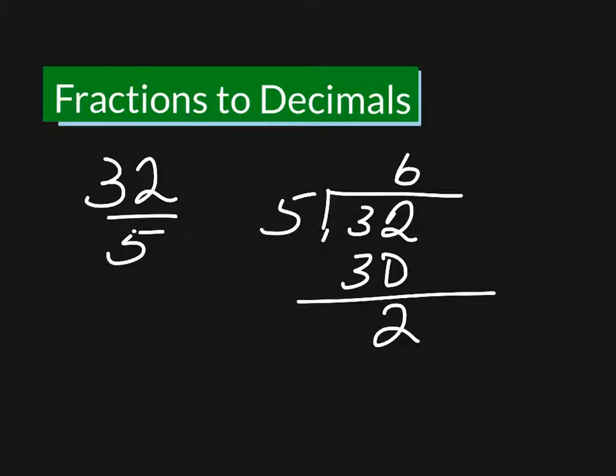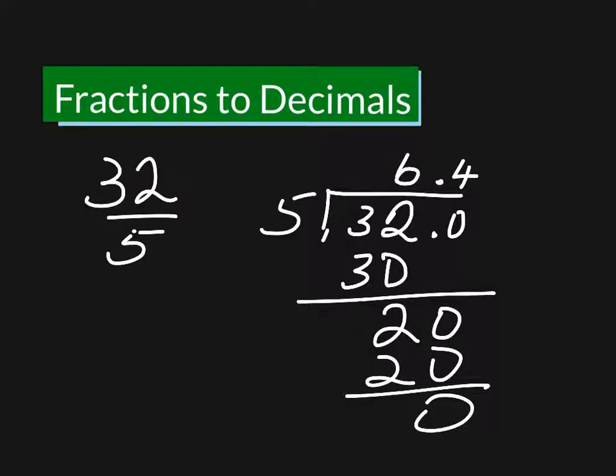Now 5 doesn't go into 2, so I'm going to add a decimal and a 0 and bring that down. 5 goes into 20. Oh, and since I added the decimal, I have to move that decimal straight up. 5 goes into 20 4 times. 4 times 5 is 20. So 32 over 5 is equal to 6.4.